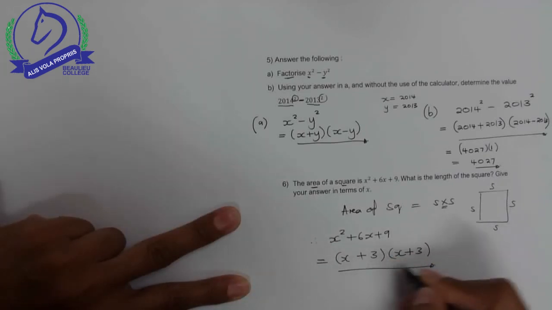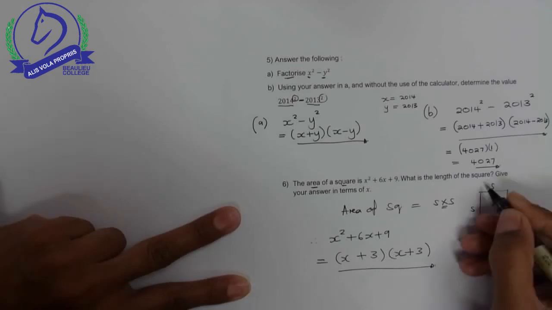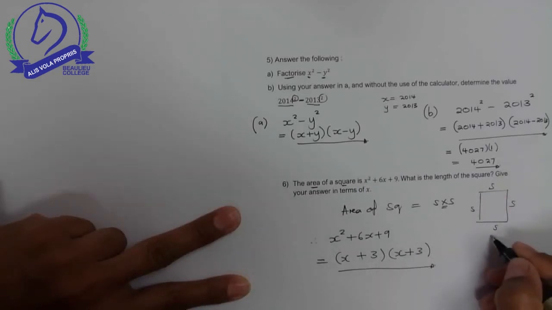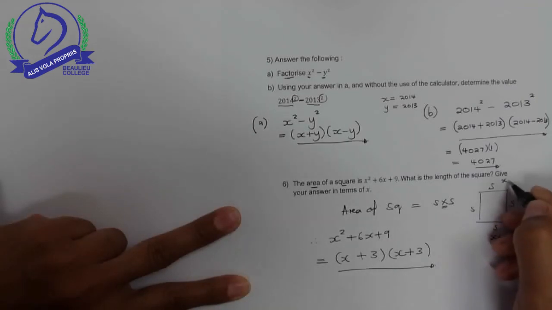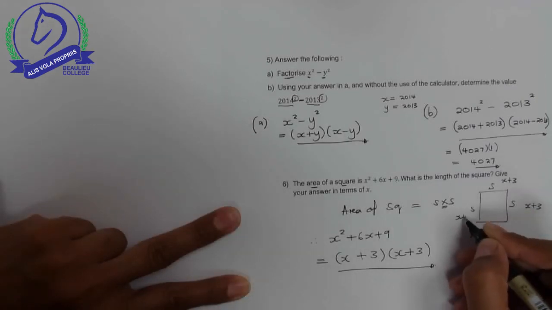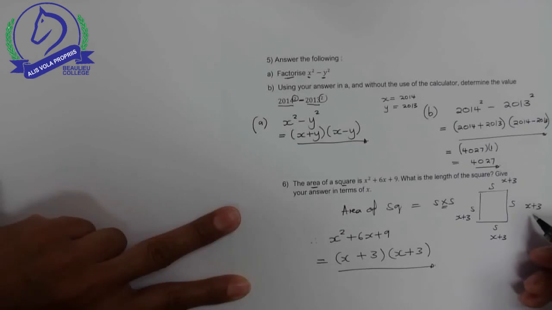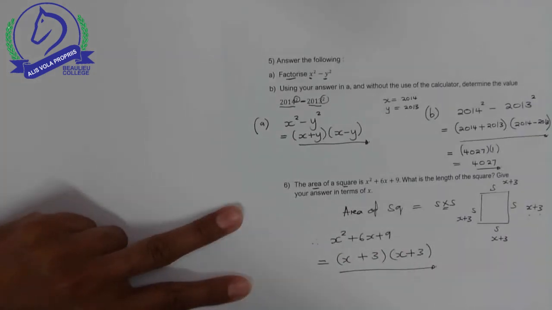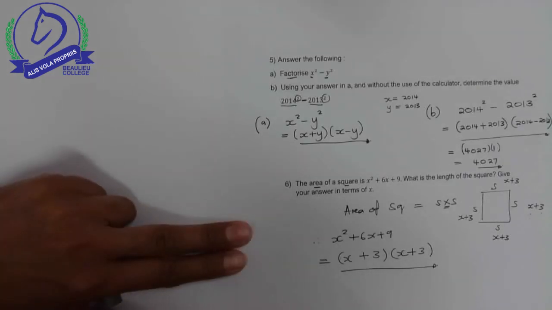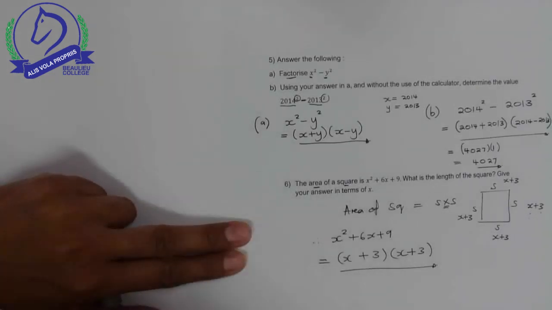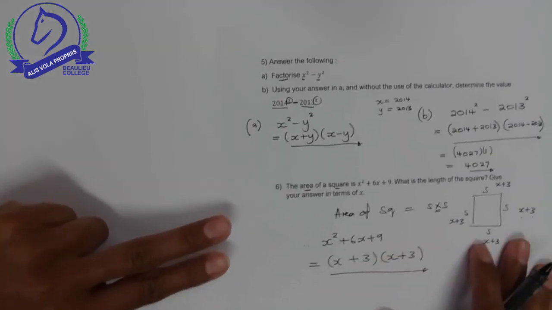You have to get the same value because a square has all equal sides. So you can't have different factors. So this is x plus 3, this is x plus 3. That is x plus 3, that is x plus 3. So to find the area of the square, it's x plus 3 times x plus 3, which will give you x squared plus 6x plus 9. Can you see? Maths is exciting if you know what you're doing. So there's an application question.